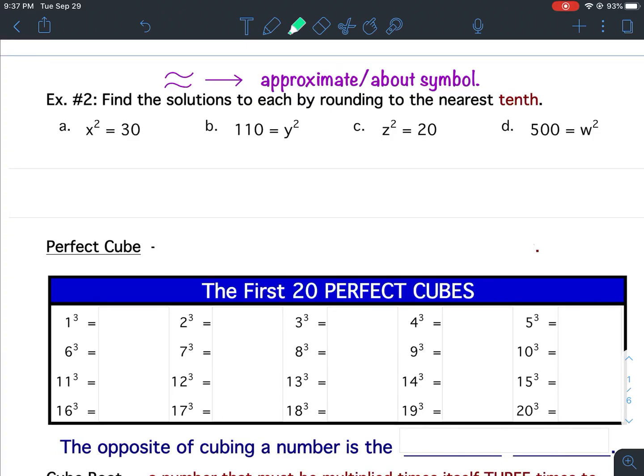Square roots and cube roots, lesson 3 notes. Example number 2. Find the solutions to each by rounding to the nearest tenth. Do me a favor and underline the word tenth. All right? Why do we have to round on these?